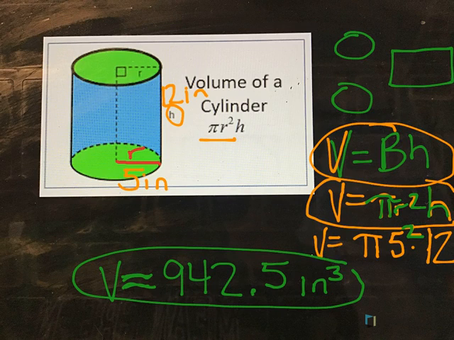Plug in what you do know to solve for what you don't know. Volume equals pi times the radius, which is 5 squared, times 12. Plug it in the calculator. You can check it by hand if you want. On the 8th grade STAR test, you do get to use the calculator. Plug it in the calculator, and you get around 942.4777961. So again, on this one, it's just better to round. So approximately 942.5 inches cubed. All right, that's how we find the volume of a cylinder.